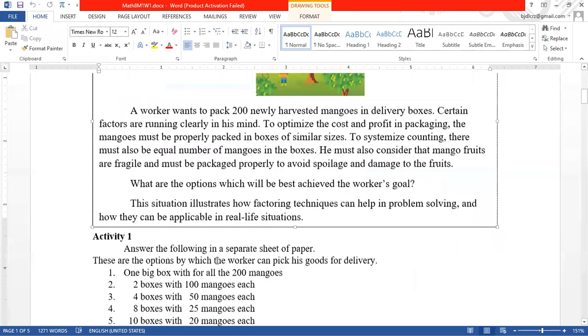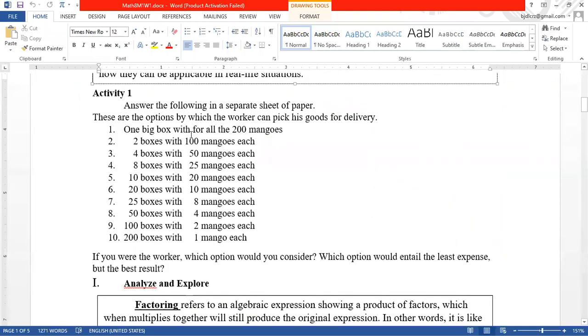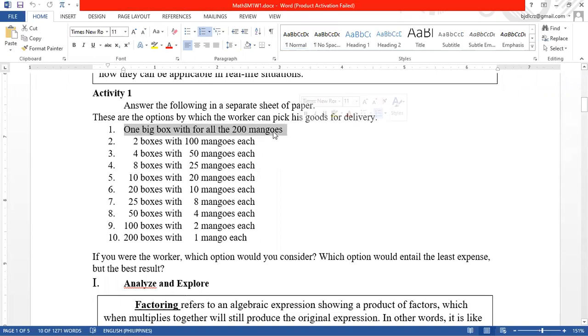So, in your first activity, you need to answer the following in a separate sheet of paper. So, these are the options by which the worker can pick his goods for delivery. First is one big box for all of the mangoes. For all the 200, okay. One big box for all the 200 mangoes.